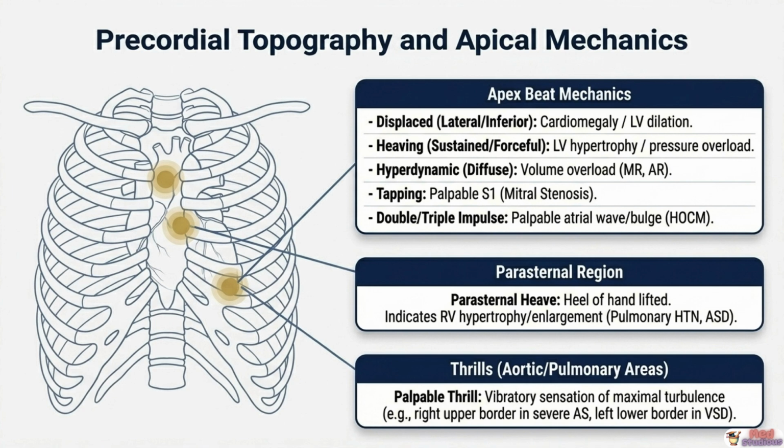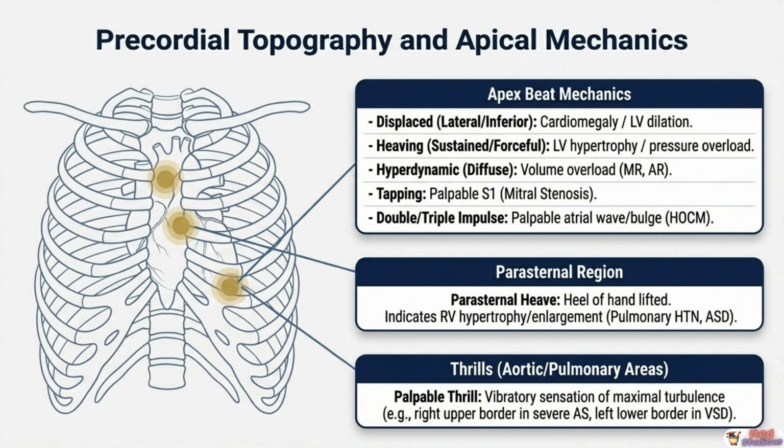A tapping apex beat represents a palpable first heart sound, characteristic of mitral stenosis. And a double or triple impulse represents a palpable atrial wave or systolic bulge, a hallmark finding in hypertrophic obstructive cardiomyopathy. Beyond the apex, the parasternal region matters too.